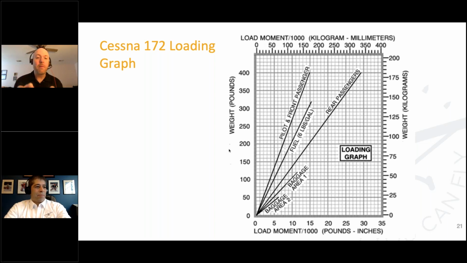So remember I told you the cheat? This is the cheat. If your airplane comes with a loading graph of some sort, and obviously Cessnas have them. I don't recall Pipers having them, but I have no doubt that other manufacturers have them as well. I love this because you come over to, for example, pilot and front passenger, and find the weight of the two combined. Say it's 300 pounds together. You go over to the line that says pilot and front passenger, then you drop straight down.